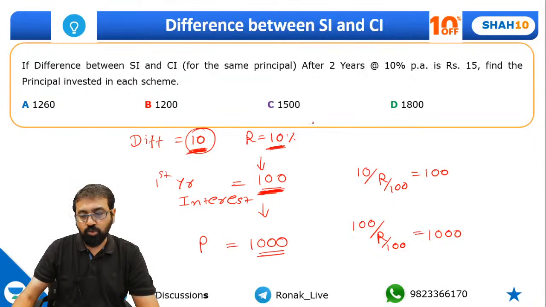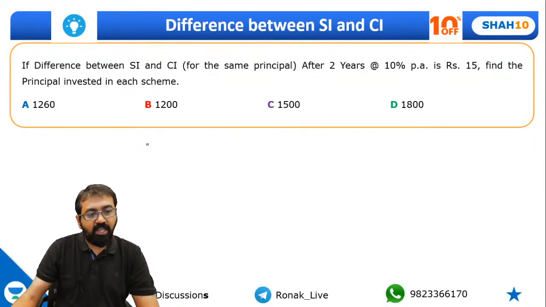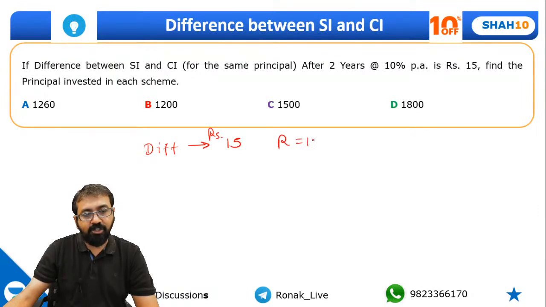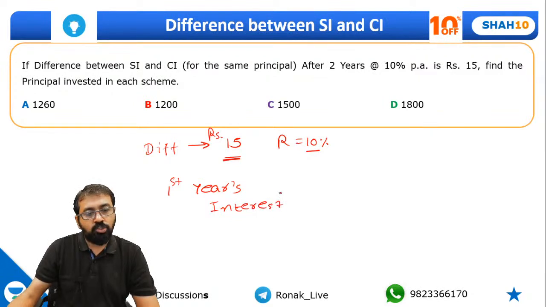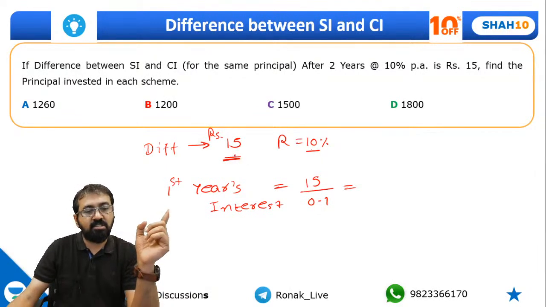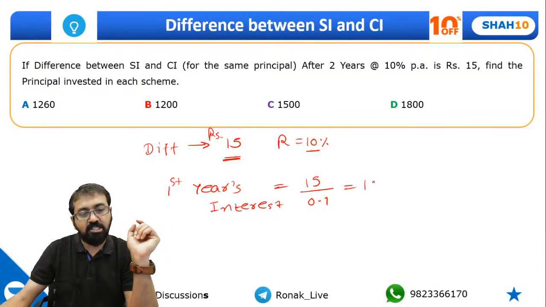So if I just want to solve this question, let's do it this way. Difference is given as 15 rupees. What is the rate of interest? Rate of interest is 10%. Can I say this difference is nothing but 10% of first year's interest? So what will be first year's interest? As you know, first year's interest is same for both SI and CI. So first year's interest will be 15 divided by 0.1, because 10% of first year's interest is given as 15.